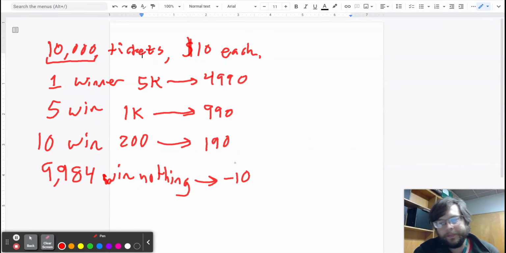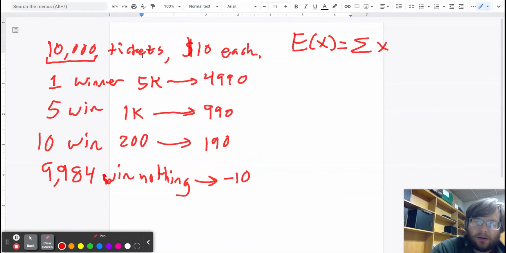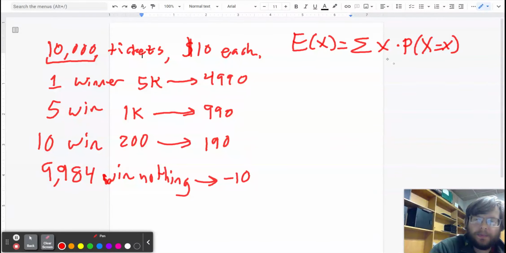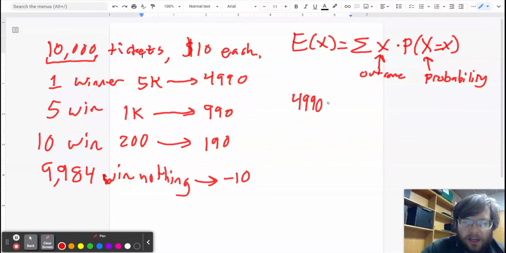So the expected value idea that we talked about in the last video is you add up the outcome times the probability that your random variable is that outcome. Okay, so we're going to say what happened and then how likely was that to happen. It's like a weighted average. So if I want to find the expected value of this game, one outcome is that I won $4,990, but that only happens 1 out of 10,000 times.